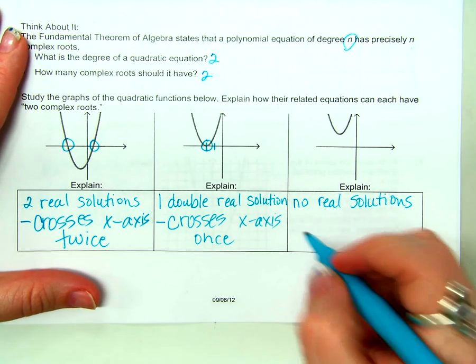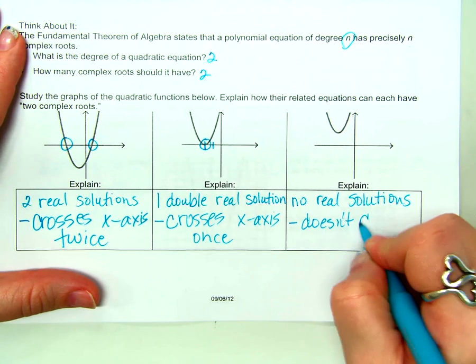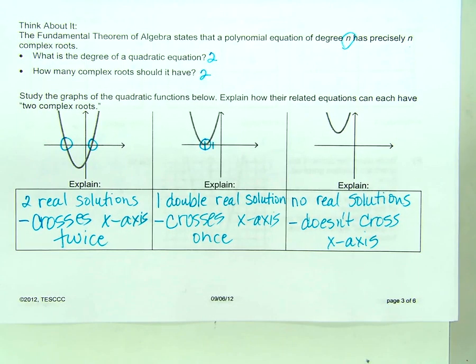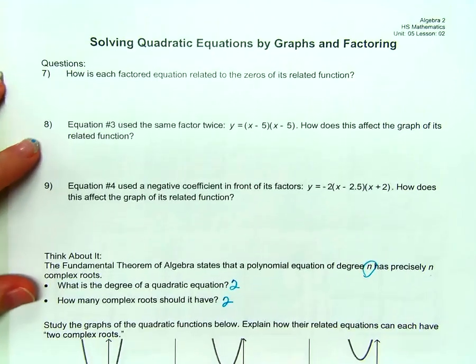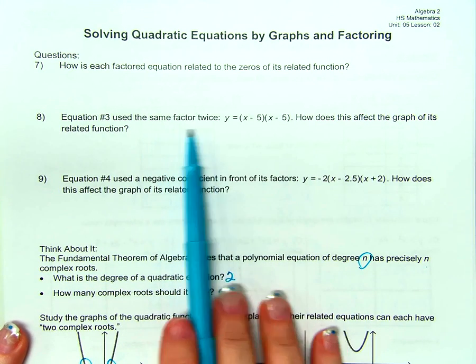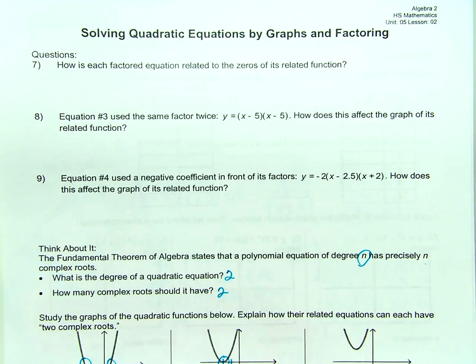Why does this have no real solutions? Doesn't cross x-axis. Okay? Look at number 8. I need you to think about what the answer to 8 might be, knowing the conversation we just had about this middle graph down here. A graph that's on the previous page that we're probably not going to have time to talk about has the same factor twice, x minus 5 and x minus 5. How does it affect the graph of the function?